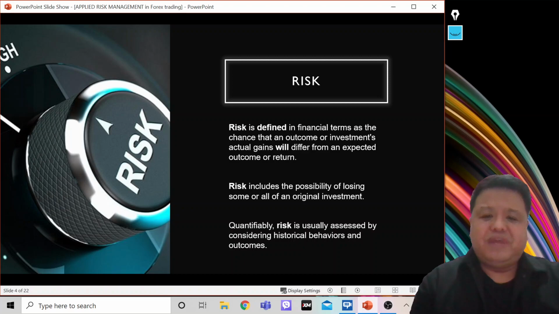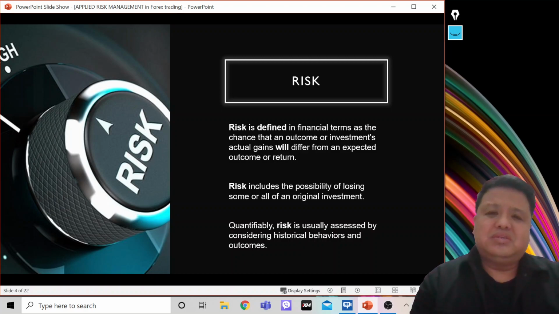So risk is defined in financial term as a chance na yung outcome ng isang investment or yung gain niya will vary or pwedeng mag-iba, differ from the expected outcome or return. So ibig sabihin, it's expectation versus the actual. Pwedeng mag-iba yon. Now, risk includes possibility of losing some or all of an original investment. So pwedeng matapyasan, pwedeng maubos. Ang tawag doon, sunog. Okay.